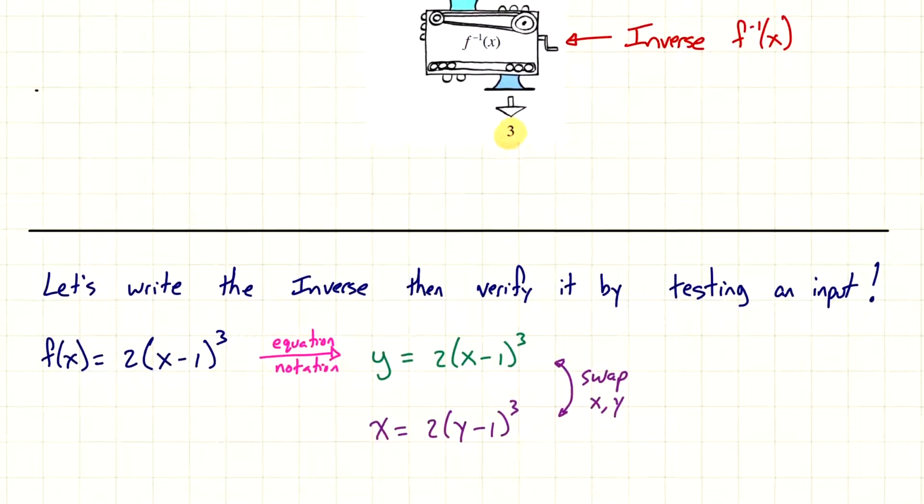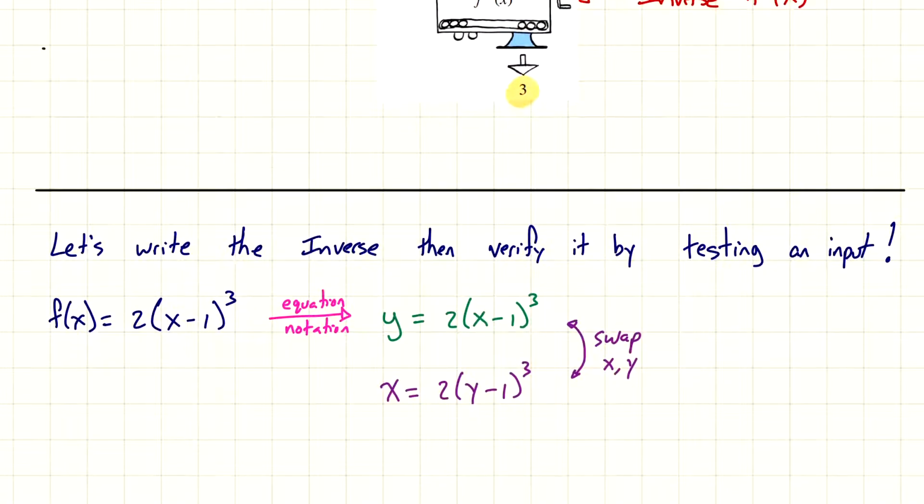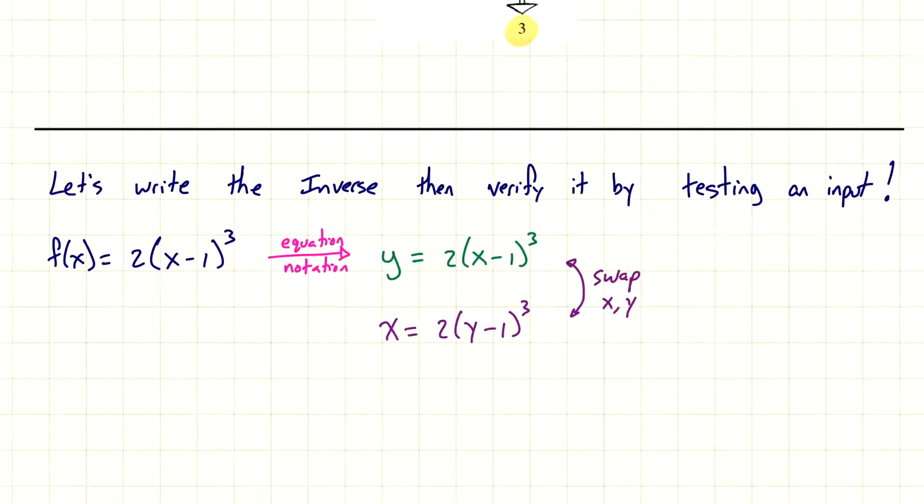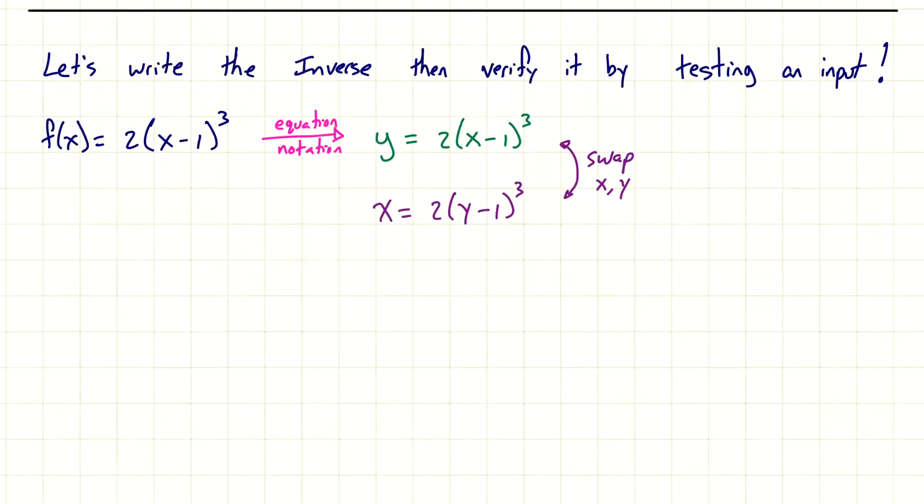All right, I think I only have a couple problems for us to do. I've started the process already on this one. We have a function: 2 times (x minus 1) cubed. You'll notice it's a cubic function. We're going to start the process of rewriting this as an inverse.